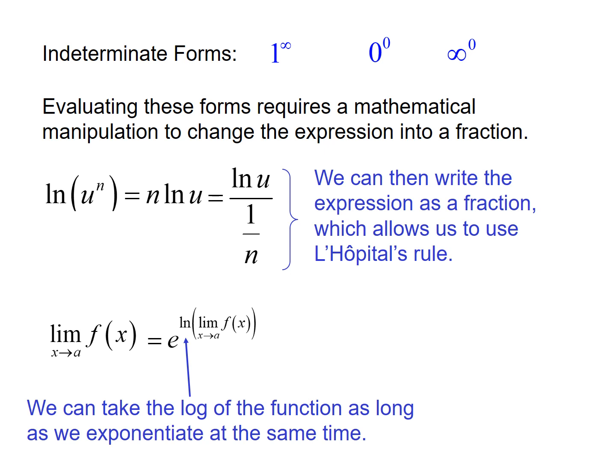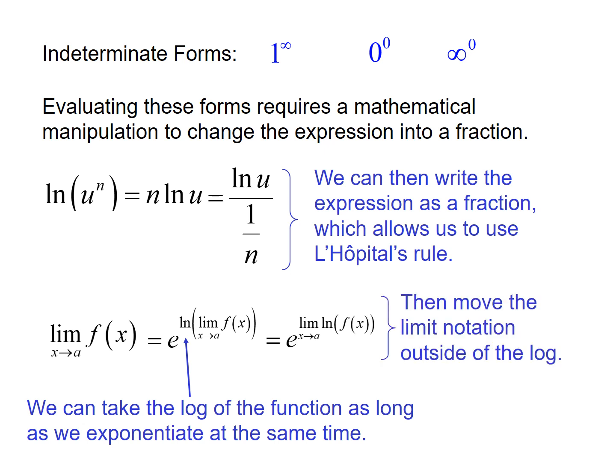Okay, so if we have the limit as x goes to a of a function f of x, we can take e to the natural log of the limit as x goes to a of f of x, and we've changed nothing other than the way that it looks. We can bring that limit to the outside of the natural log, and this is going to give us a method that's going to allow us to evaluate these.